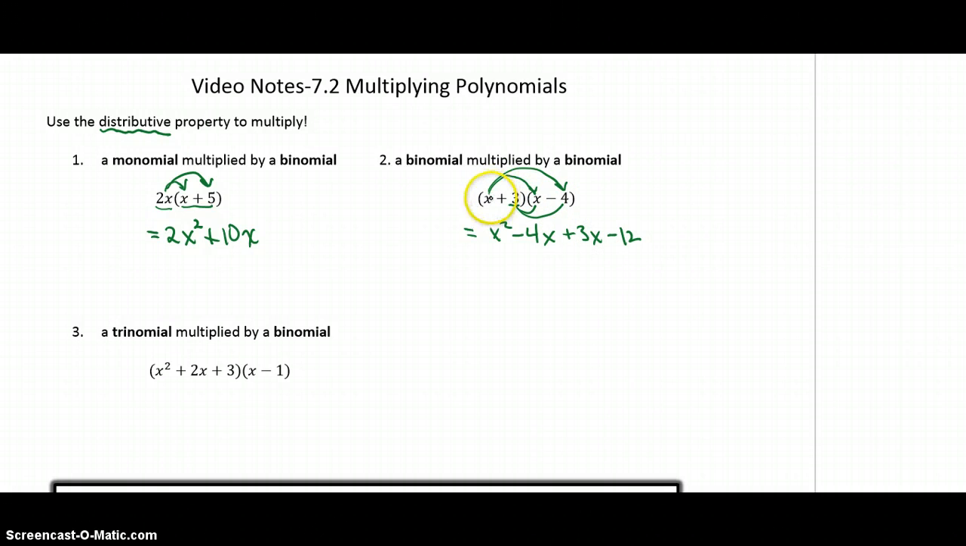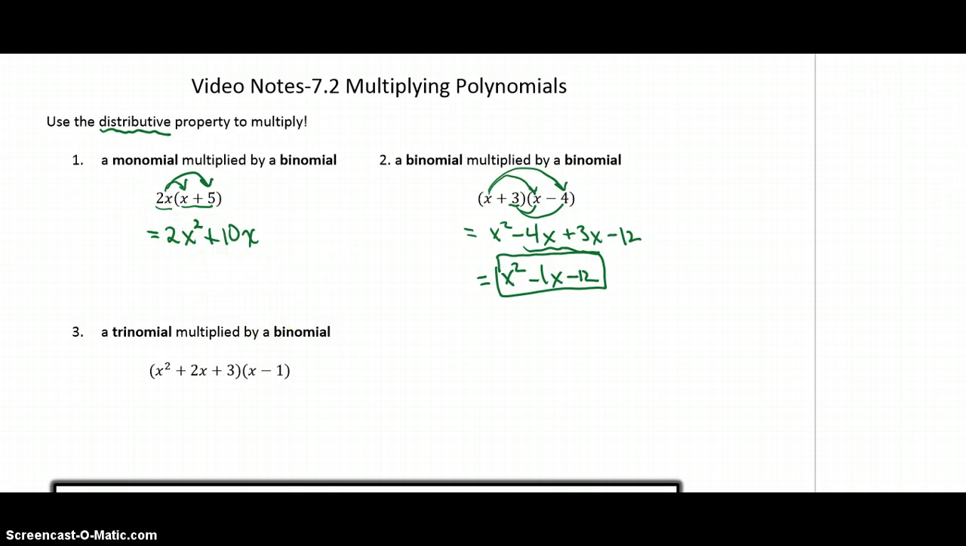So we've just distributed the x to both terms in the second parentheses, and we distributed the 3 to both terms. If you look at our answer, we're not completely simplified. We can still combine those like terms with the two x's. Negative 4 plus 3 is negative 1x. You should simplify that at the very end if you can combine any like terms. And that's our final answer.